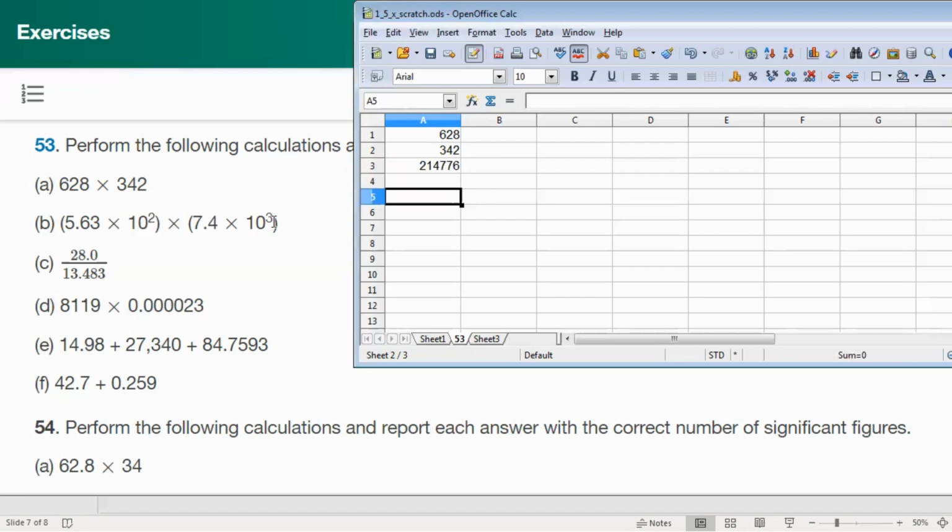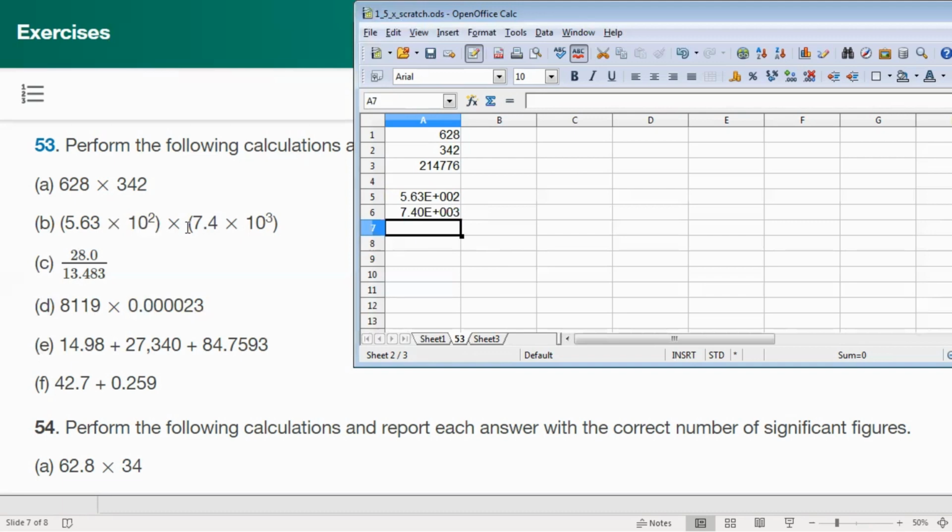The way it works in this spreadsheet is if you wanted to type in 5.63 times 10 to the second power, you type in 5.63 E2. That's just the way it works there. And then 7.4 times 10 to the third, you type in 7.4 E3. Really, the E is exponent and the 3 is indicating what that exponent is. There are two significant figures here, so the answer should be expressed in two significant figures.